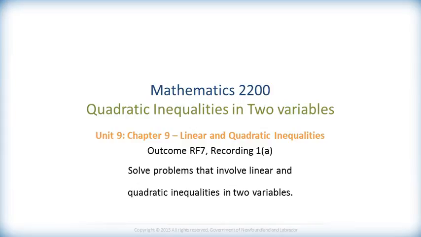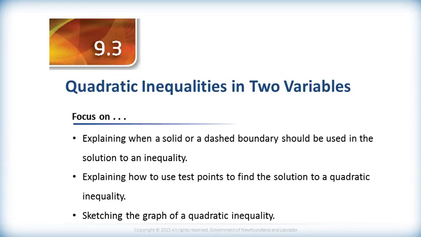Welcome to the recording on quadratic inequalities in two variables for Unit 9, Chapter 9 of Mathematics 2200. We'll be explaining when a solid or a dashed boundary should be used in the solution to an inequality, explaining how to use test points to find the solution to a quadratic inequality, and sketching the graph of a quadratic inequality, of course, in the context of two variables.